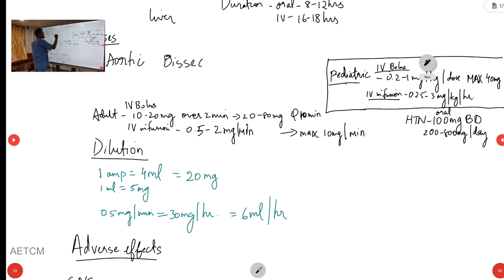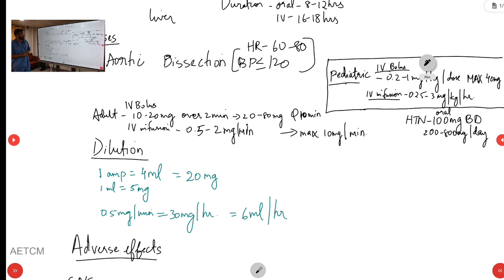That's our target BP, and our heart rate also has to be kept at a lower level. The BP target is less than or equal to 120, and the heart rate target is around 60 to 80. Both these effects we can get with the help of labetalol. So a faster, rapid reduction we can achieve with labetalol in aortic dissection. Another hypertensive emergency where it is used is acute ischemic stroke.